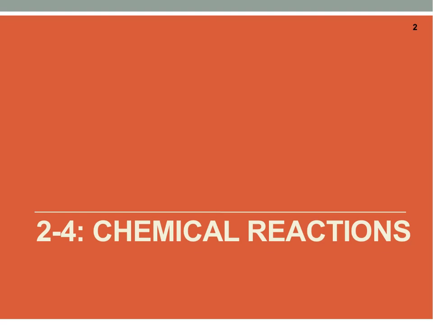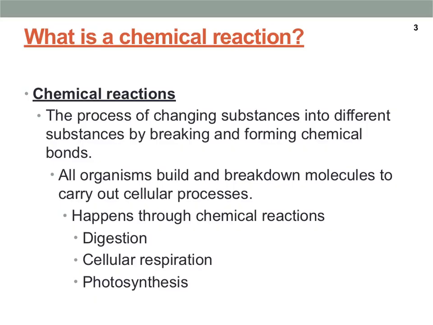Section 2.4, chemical reactions. Okay, so what is a chemical reaction? Chemical reactions are how substances change into different substances by the breaking and forming of chemical bonds. Now, these can be both covalent bonds or ionic bonds, either one. So covalent or ionic.